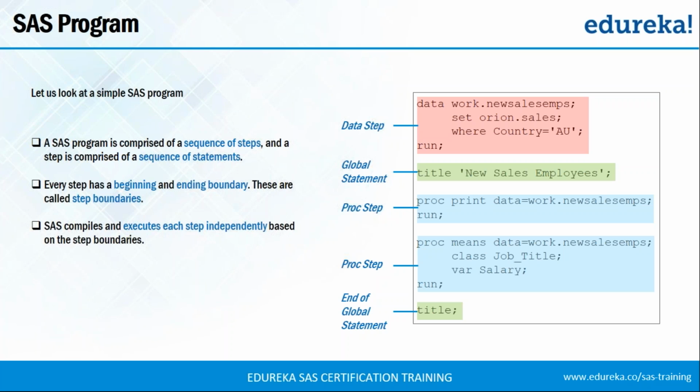Data is equal to your library name dot the dataset name. After that, it's a run statement, which is letting it know that the proc step ends here. Proc means data is equal to library dot dataset name, and then you have grouping it by job title, and the variable you're calculating the mean, or the average, on is salary. With a run, you are letting it know that it is ending here.